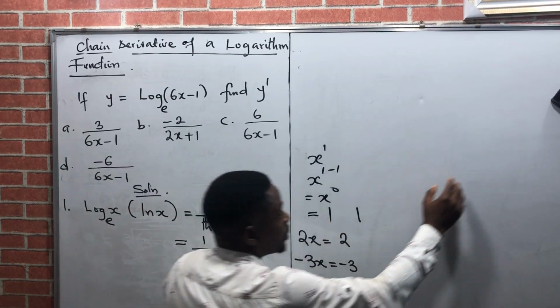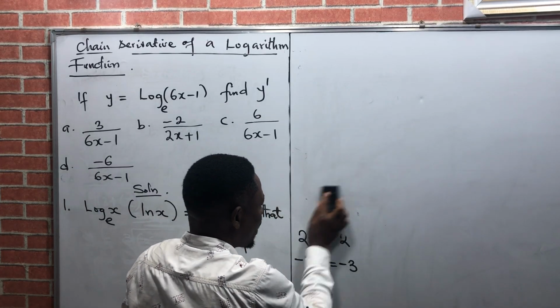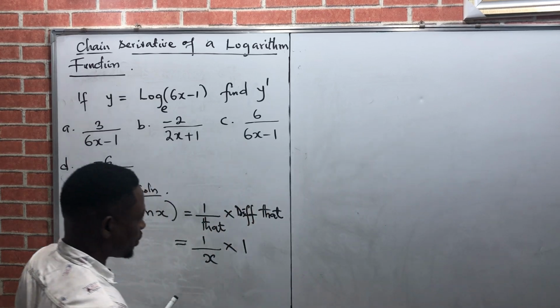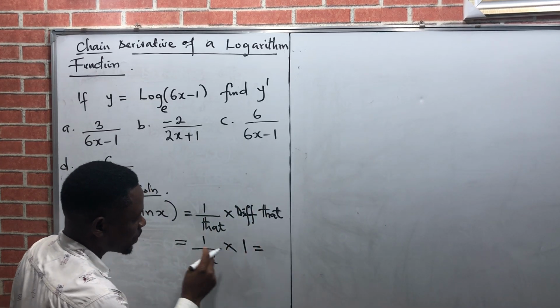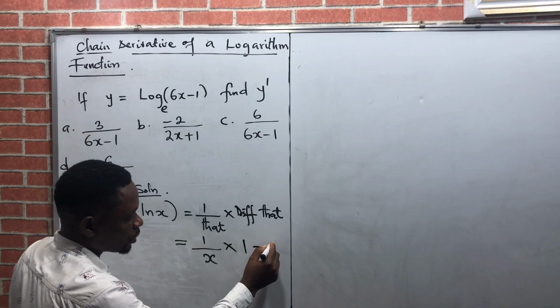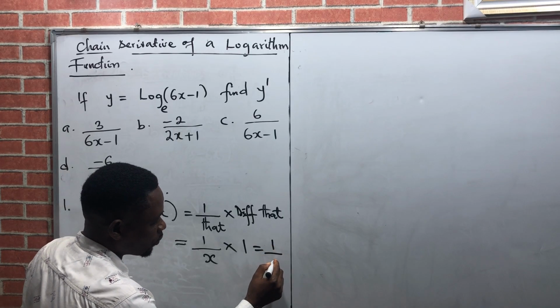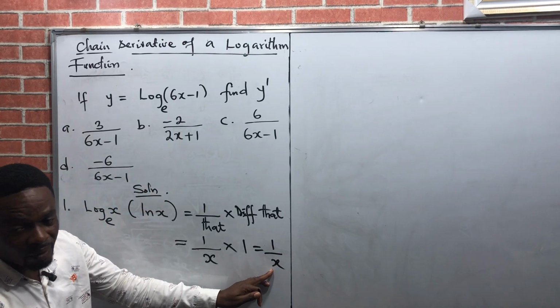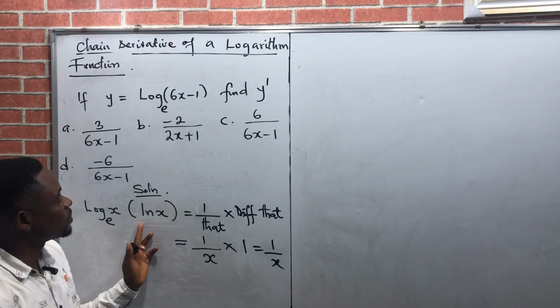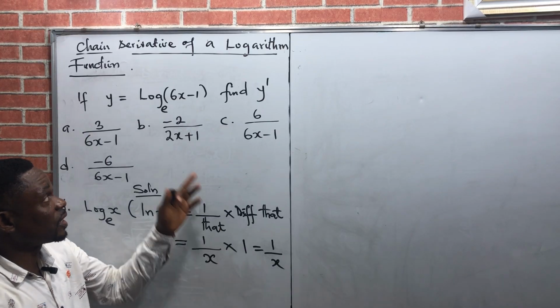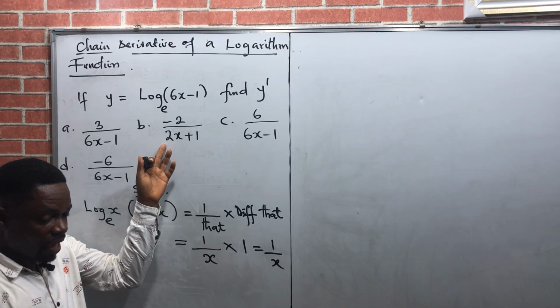So let's move on. Having identified it, the next thing is to simplify. Watch it. 1 times 1 gives 1, all over x. This is the final answer. That is the concept we are going to use in order to solve this particular problem. Are you with me now?